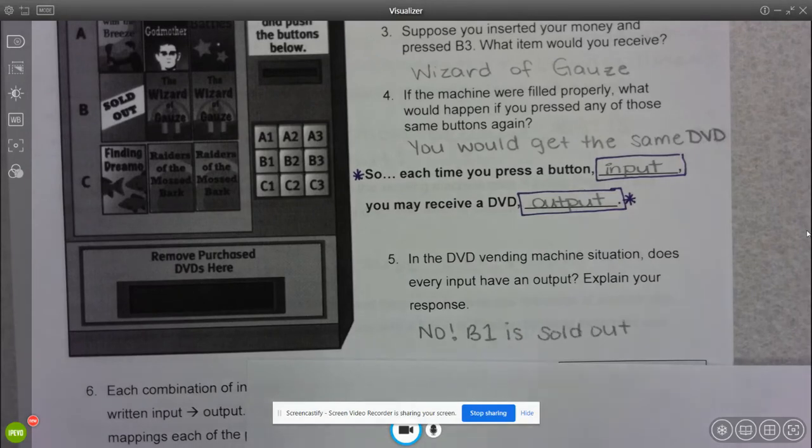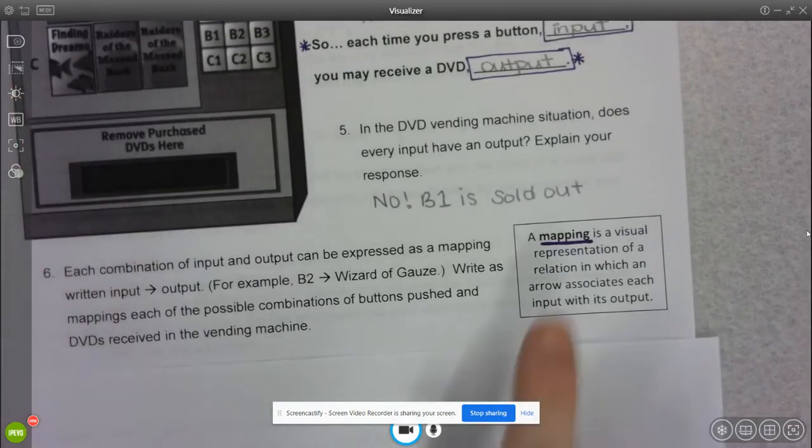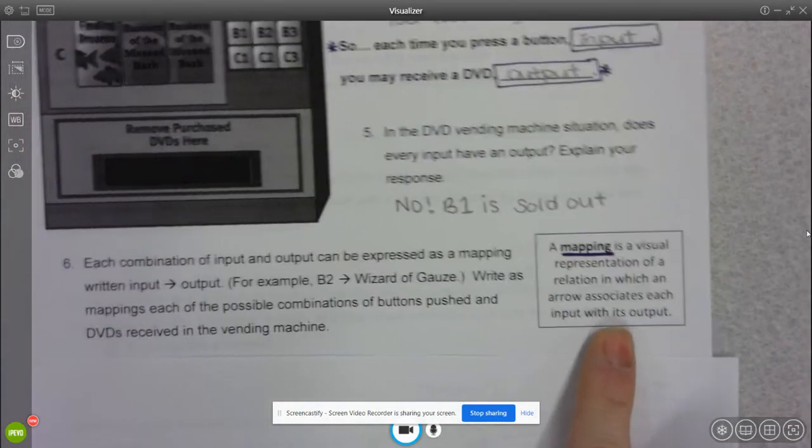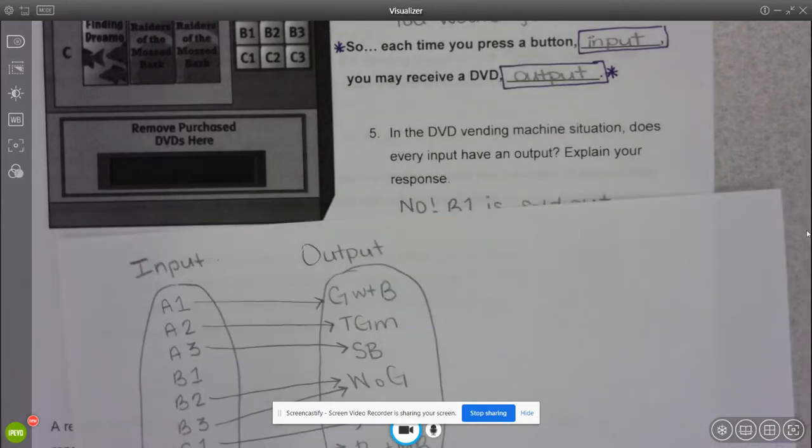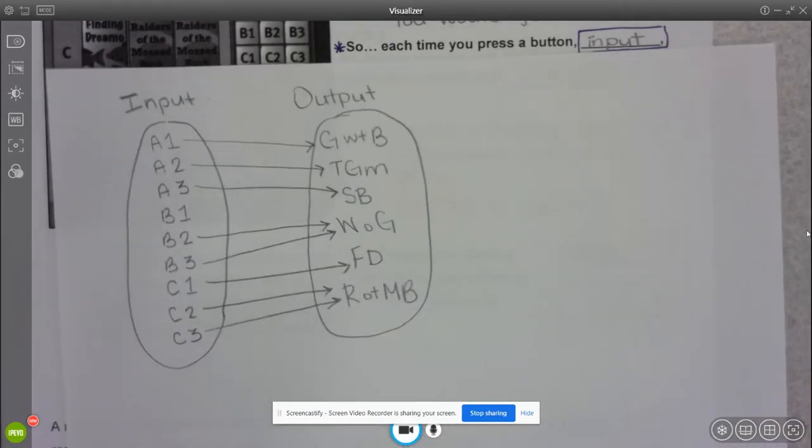So when we're talking about functions and representations of functions, there's a few different ways that we can represent our inputs and outputs and how they relate to each other. The first is called a mapping, and we're going to use arrows to tell what input gets mapped or associated with another output. And I went ahead and I drew this for you so you could see it.